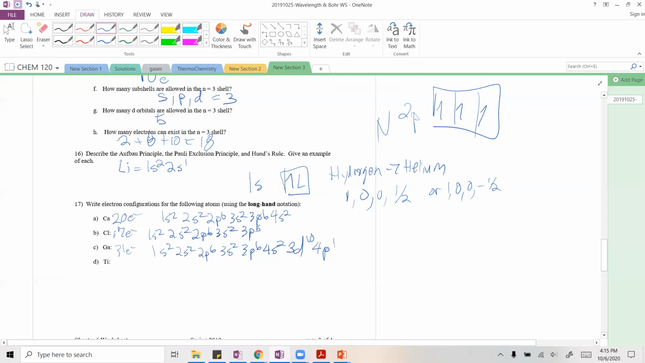And titanium is a total of 22 electrons. So 1s2, 2s2, 2p6, 3s2, 3p6, 4s2, 3d2. And so that's how we can kind of move from one into the other, our electron configurations.